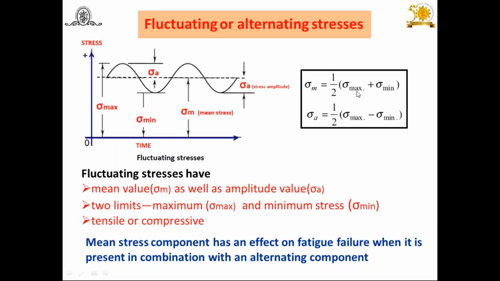Sigma mean I have already explained: 1/2 of sigma max plus sigma min. Sometimes you can use the load: P max plus P min by 2, you will get the mean load P mean. Then the load amplitude is 1/2 into P max minus P min. Even when subjected to bending stresses, you can take MB max plus MB min, using the load and the distance. That means for the bending stress you have to consider maximum and minimum, and similarly by using max bending and min bending, you can find the amplitude of the bending stress also. I will elaborate on that, no problem.